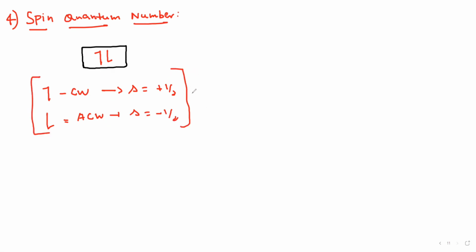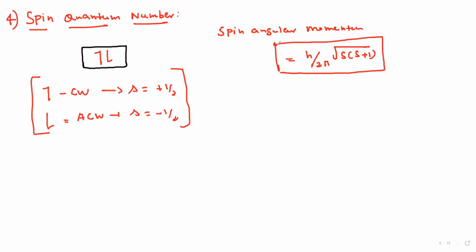Now, what is next? Please, this is also very important: the spin angular momentum. What is the formula? The formula is h by 2 pi into the square root of s into s plus 1. It's very, very simple. Using this formula, I'm going to find the spin angular momentum of the given electronic configuration.